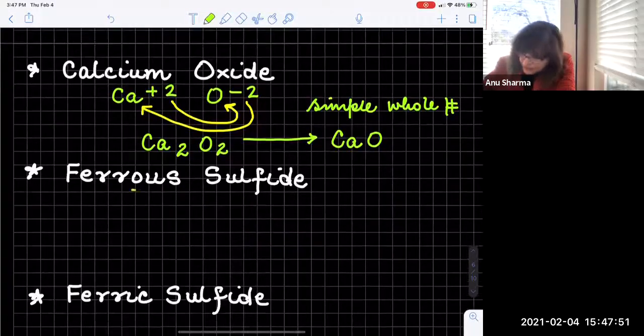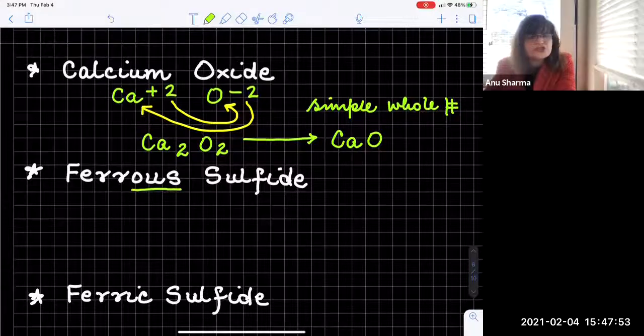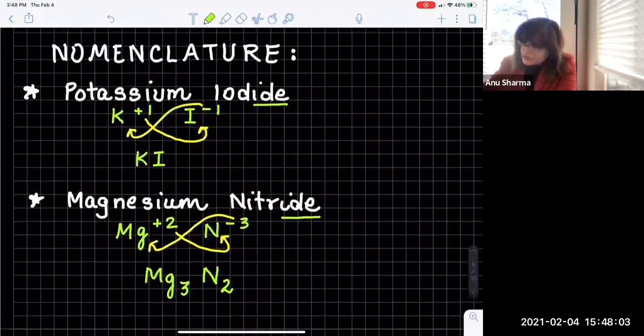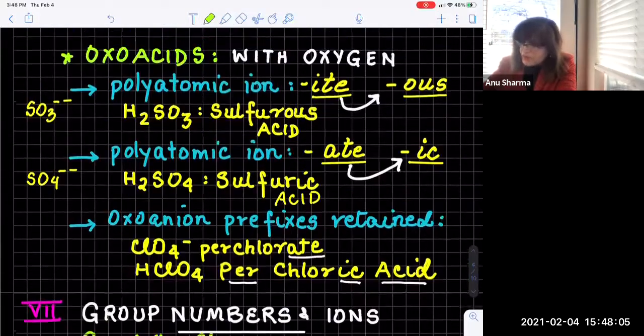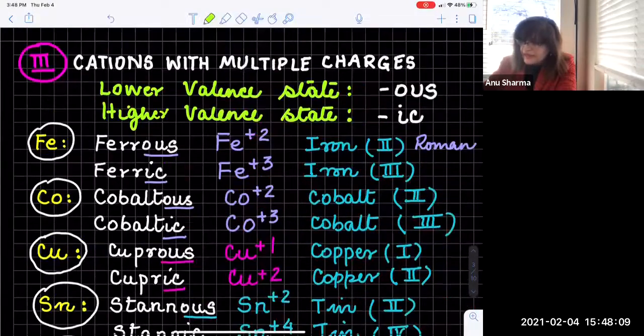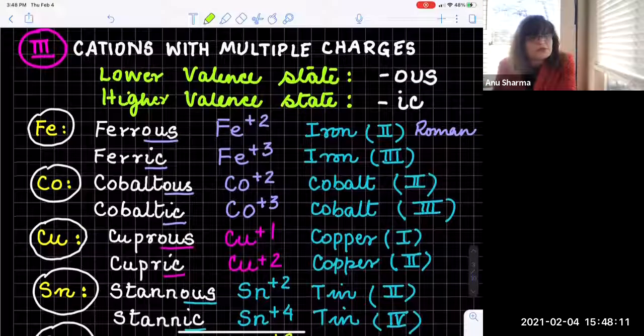Now it tells you ferrous, lower oxidation state. Sulfide is just sulfur by itself. So here is your iron. With practice you can memorize this, but for now we are looking at ferrous and ferric. So which table are we looking at? We're looking at the cations with multiple charges, and for iron, ferrous is Fe +2 and ferric is +3.